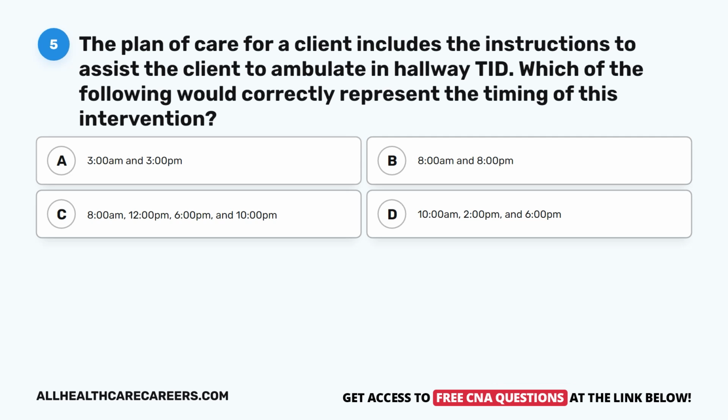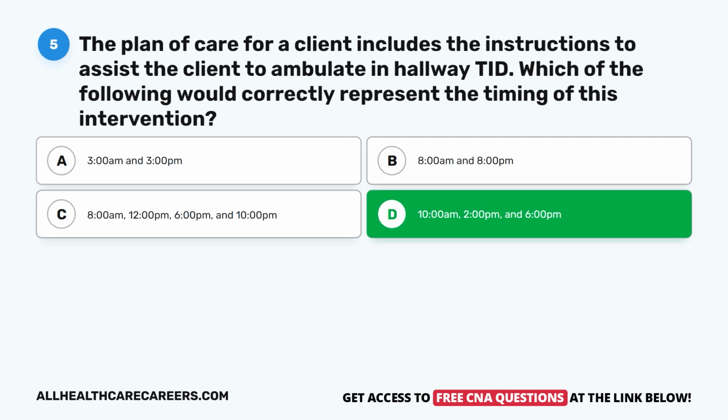Question 5. The plan of care for a client includes the instructions to assist the client to ambulate in the hallway TID. Which of the following would correctly represent the timing of this intervention? A. 3 a.m. and 3 p.m. B. 8 a.m. and 8 p.m. C. 8 a.m., 12 p.m., 6 p.m., and 10 p.m. D. 10 a.m., 2 p.m., and 6 p.m.